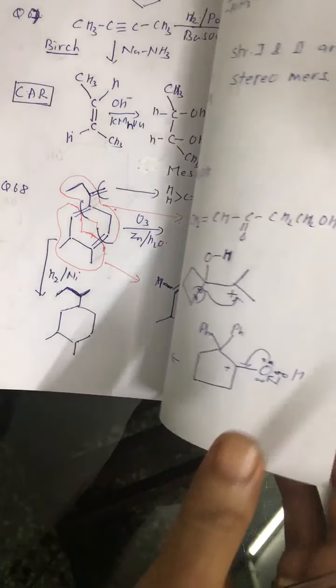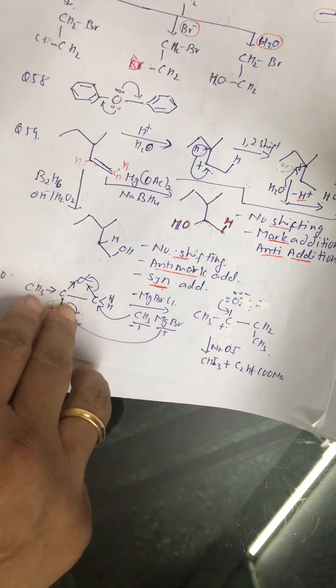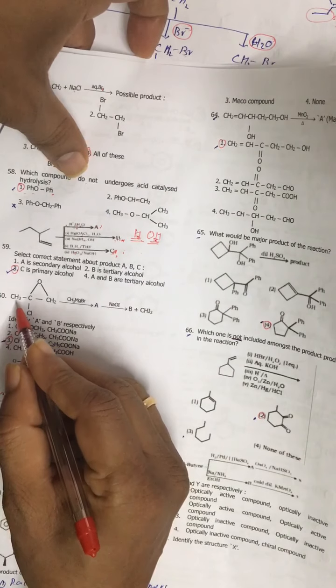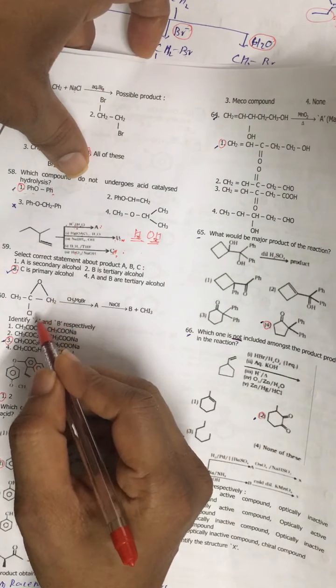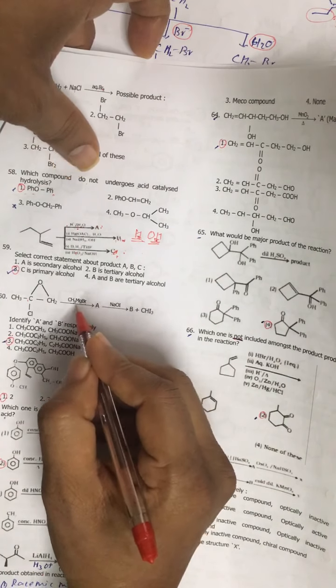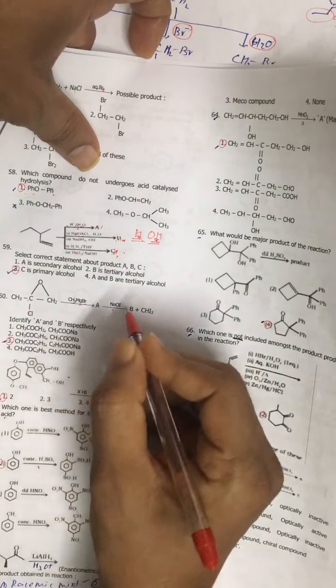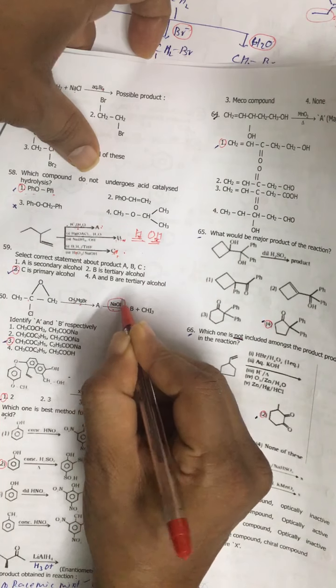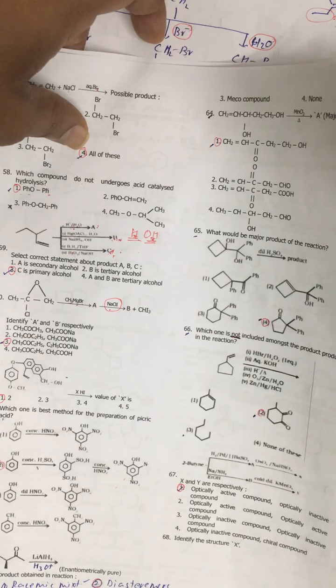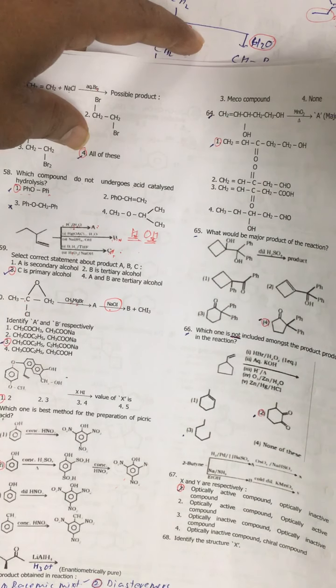Look at question number 60. We have again an epoxy compound, and we have chlorine with it, and it is treated with the Grignard reagent. Then it is treated with NaOI. You should be very careful about this reagent. See, this is used for the haloform reaction. This is used for the haloform test.